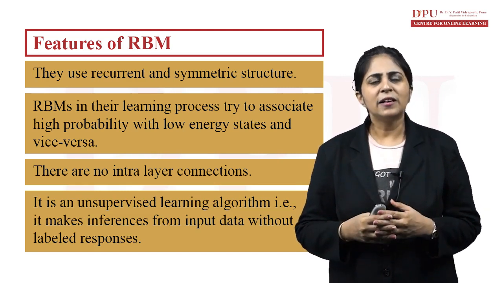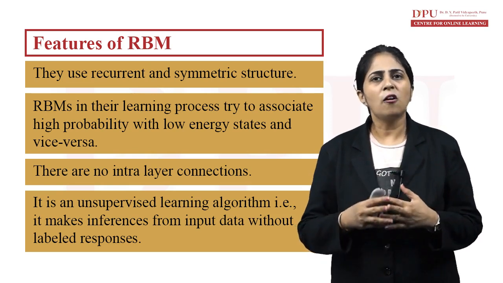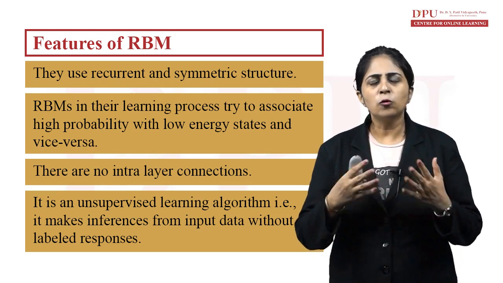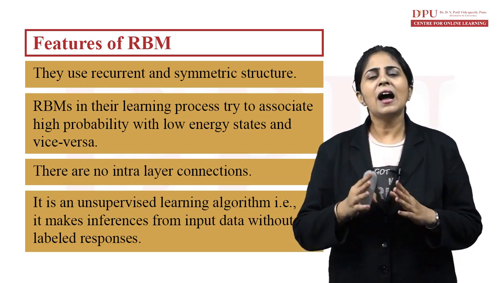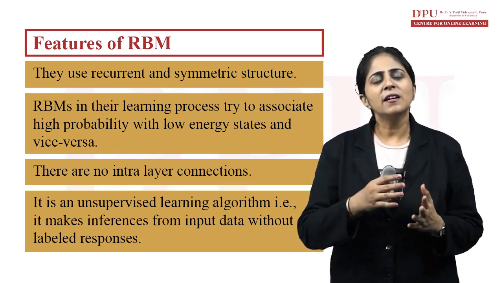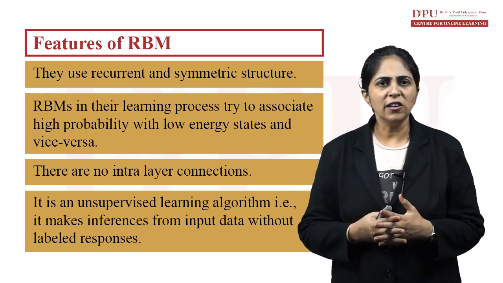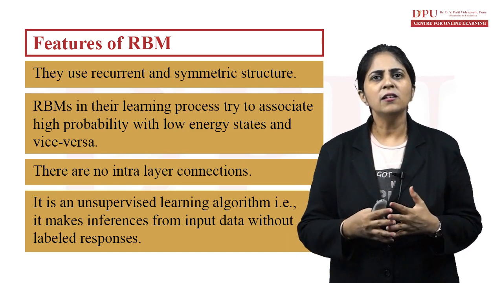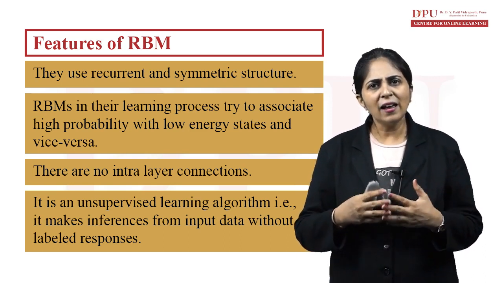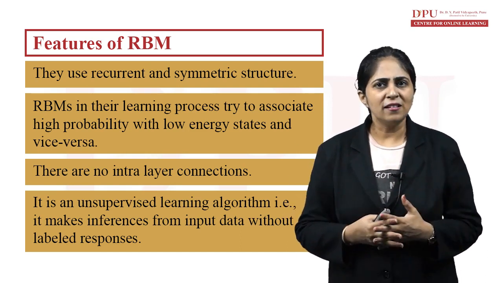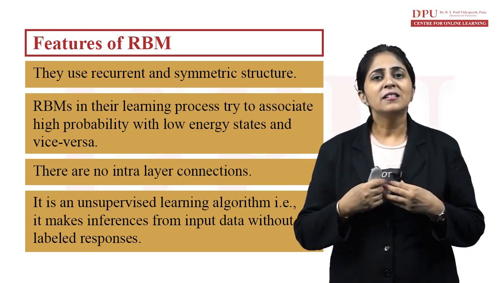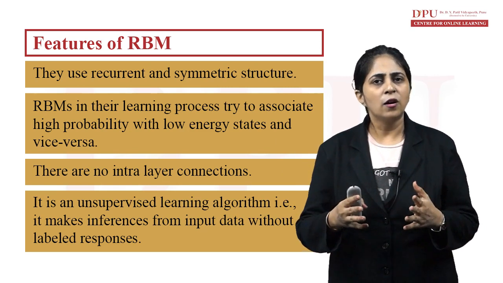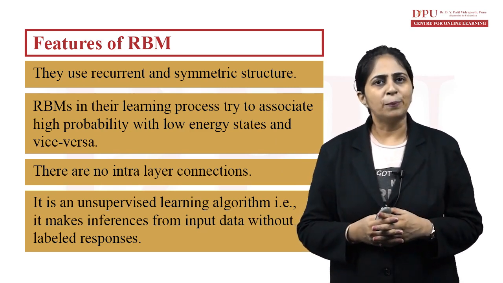RBM is a special case of Boltzmann machine with a restriction that the neurons within a layer are not connected. That means there is no intra-layer communication, which makes them independent and easier to implement, as conditional independence is there. It means that we need to calculate only the marginal probability, which is easier to compute.